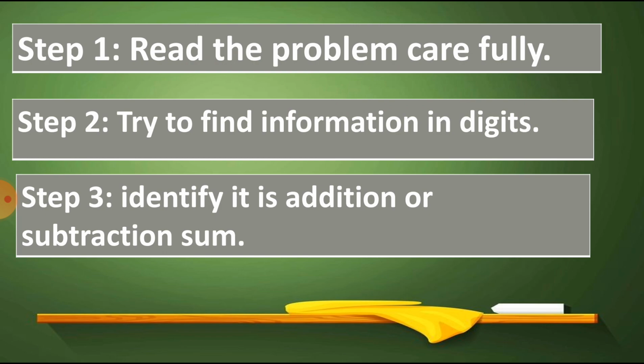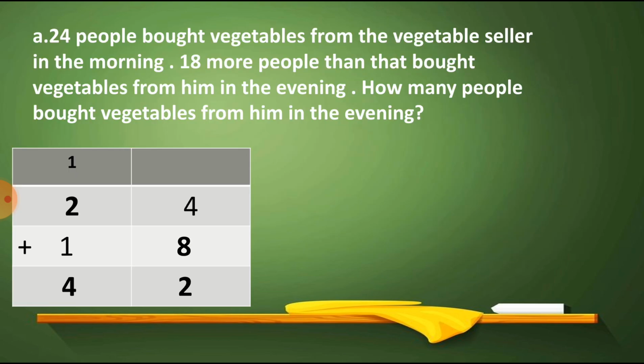And step number 3: identify whether it is an addition or subtraction sum. You have to find out which operation we have to follow. In these sums, whether addition or subtraction, you have to decide it through the keyword already in the problem solving sum. So let's see through the examples, so you will understand this topic better, students. Here is one sum from your textbook exercise. As per the steps, step number 1, we have to read the problem first.